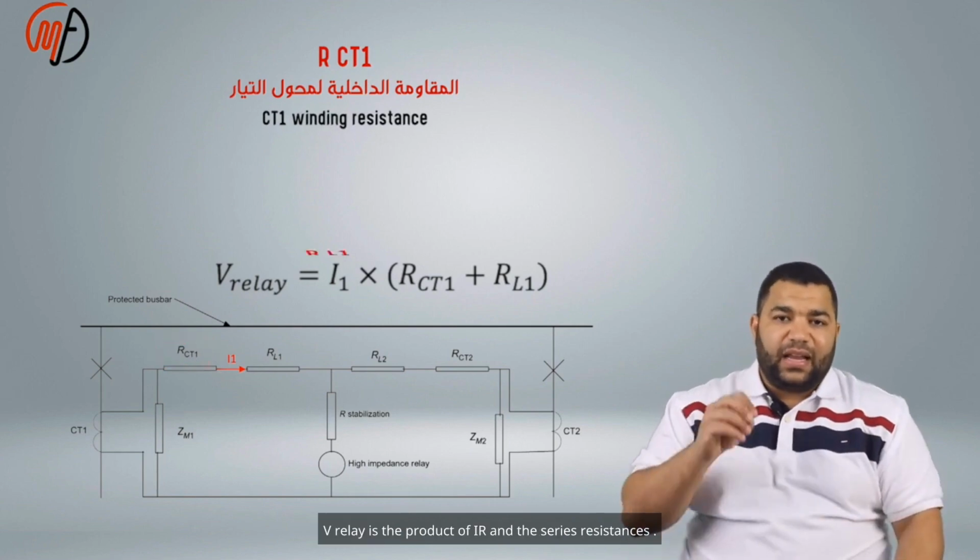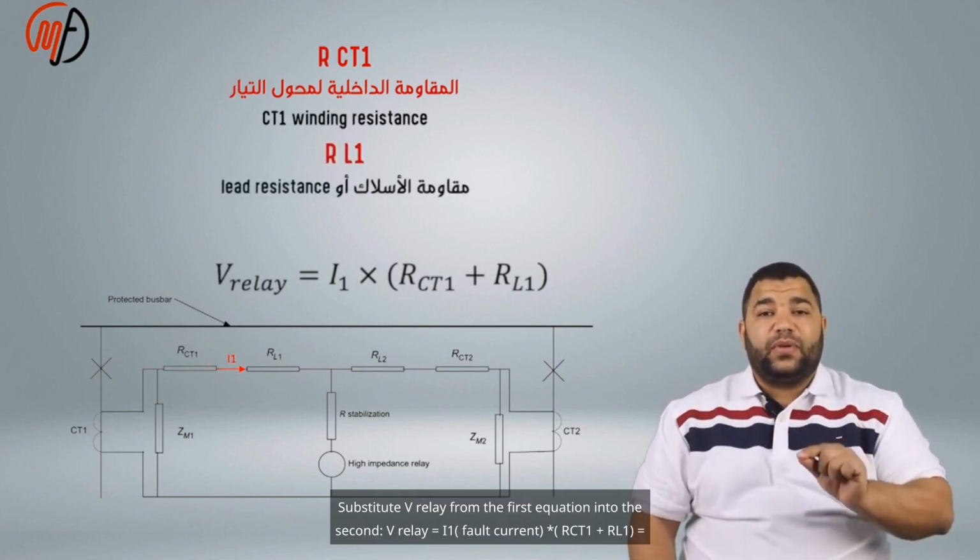V relay is the product of IR and the series resistances. Substitute V relay from the first equation into the second.